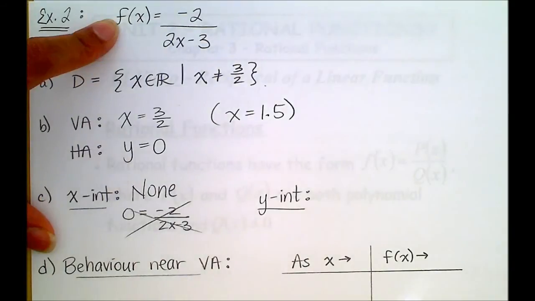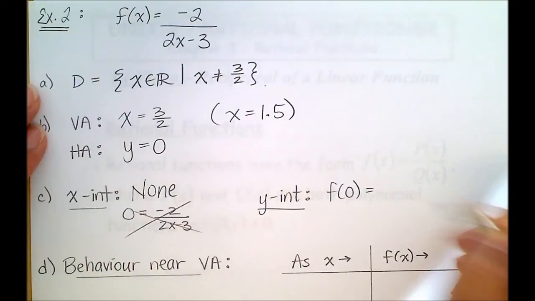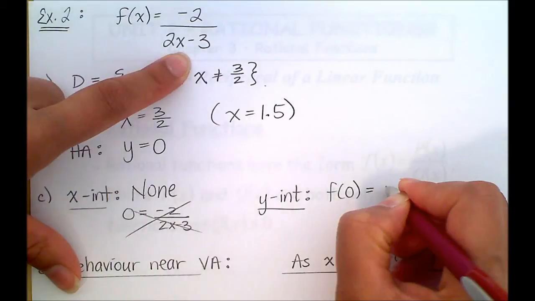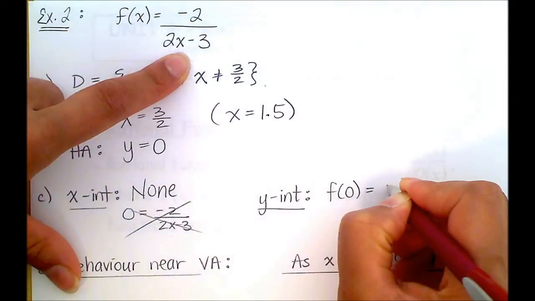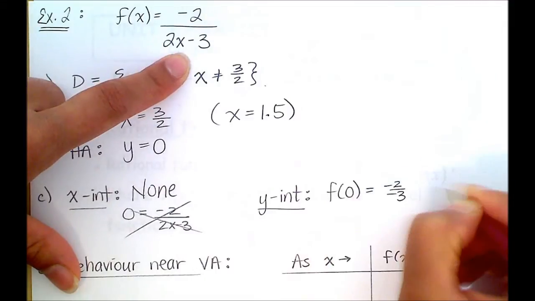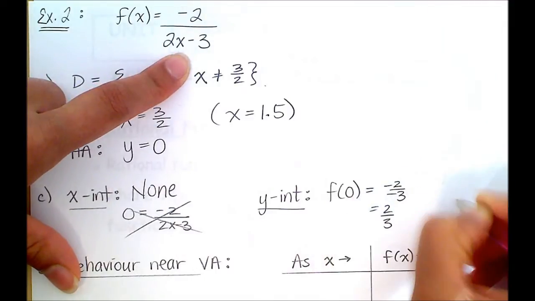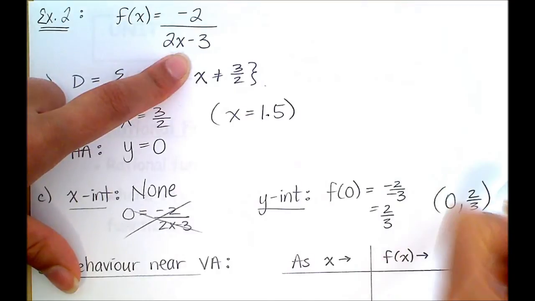In terms of the y-intercept, we're looking for f of 0. If I plug in x equal to 0 into the function, I end up getting negative 2 over negative 3, which simplifies to positive 2 over 3. So the y-intercept is at 0 and 2/3, or 0 and 0.66 roughly.